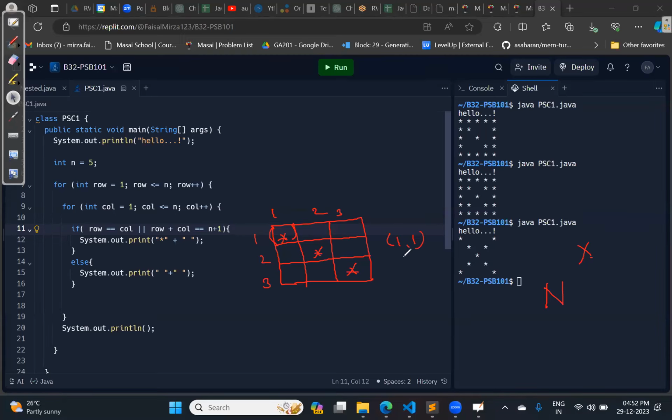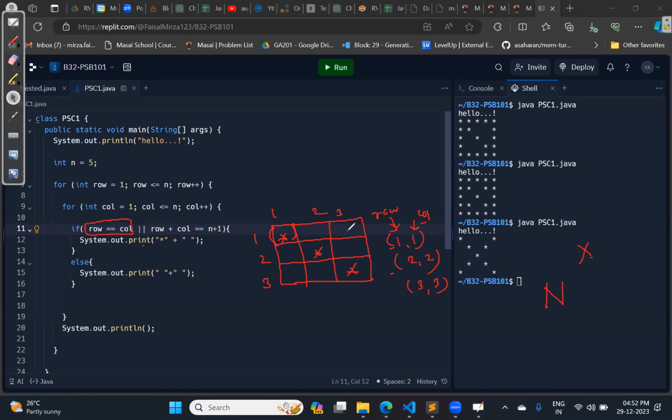For the second star, it is 2, 2. Right? For the third star, it is 3, 3. This is your row and this is your column, right? So can I say that both row and column have the same value for this backward diagonal? So that's what I'm writing over here.